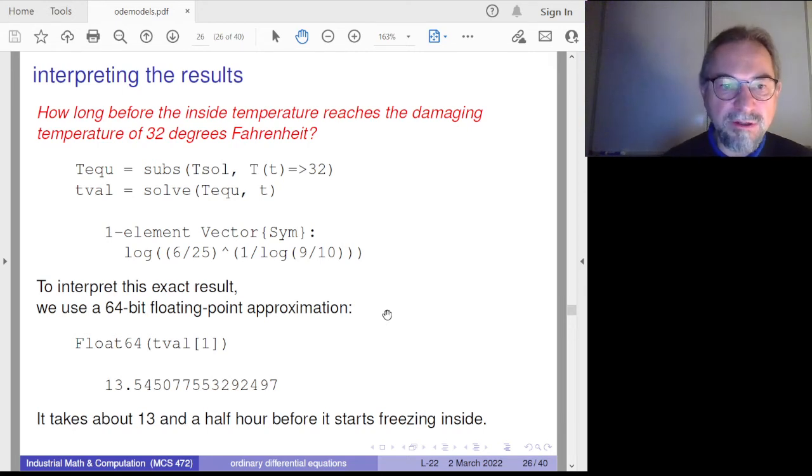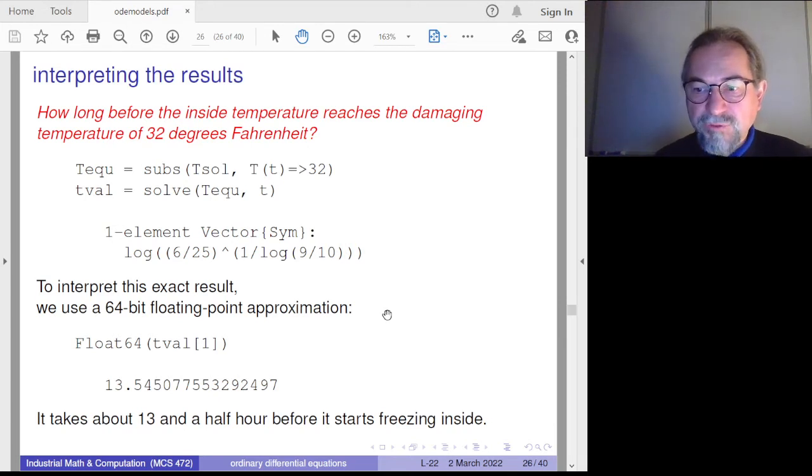And we find a symbolic solution, which is not so useful unless you have a very good sense of how logarithms work. It turns out when we compute a floating point approximation, which is just a simple conversion, taking the content of the vector, that we do have 13.5 hours before it starts freezing. So it was in the evening when our furnace failed, so we still have 13 hours, so daylight will already be there.